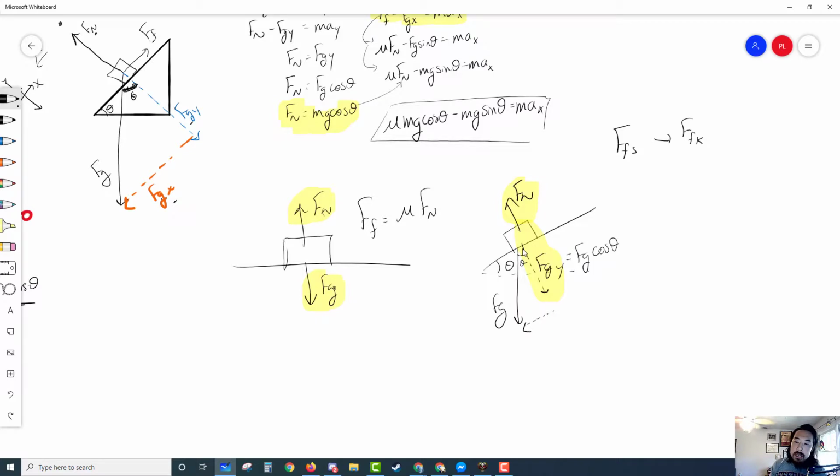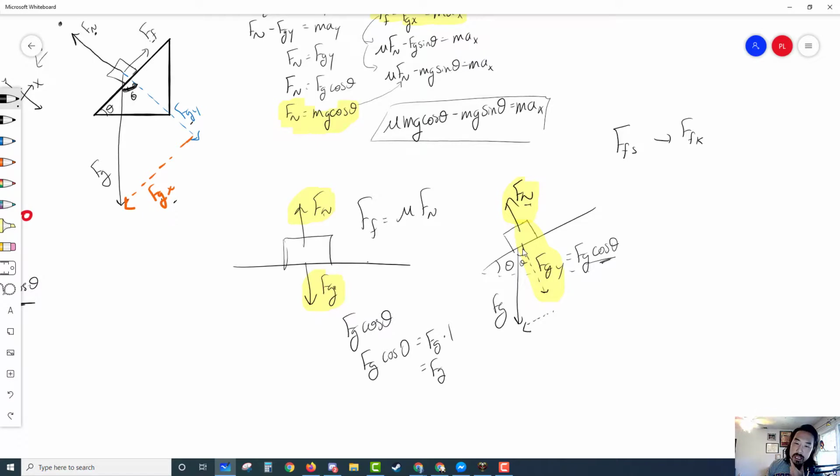This statement is true even for a flat surface. If there is no angle, we have Fg cosine of theta, and if there's no angle, that means theta is 0, and it becomes Fg cosine of 0. Cosine of 0 is simply 1, so that's Fg times 1, which just means it's Fg.